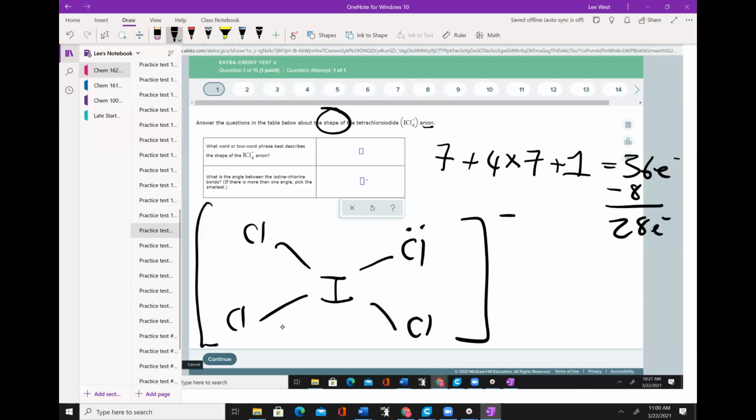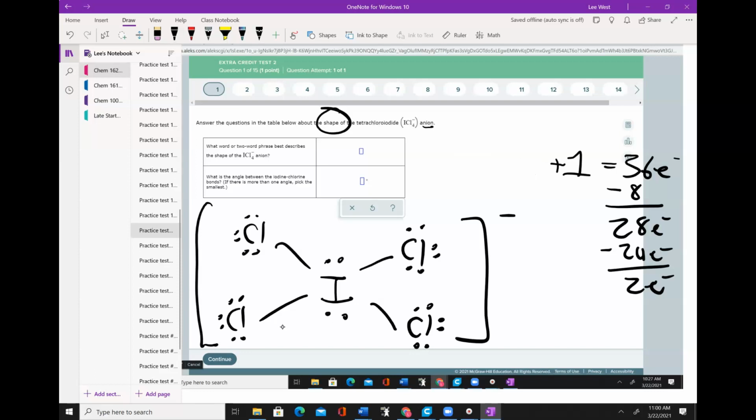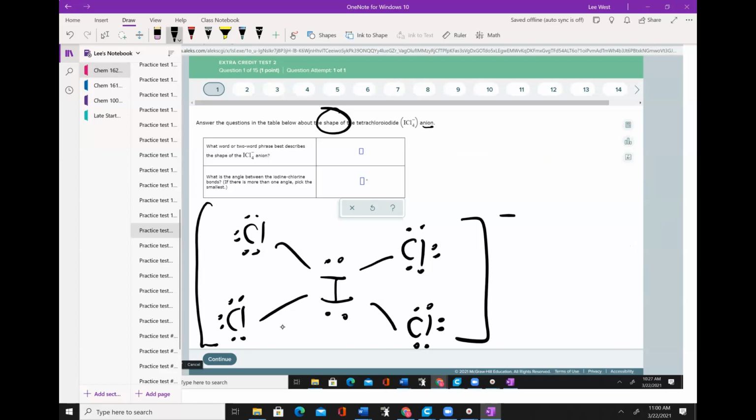And now I'm going to complete lone pairs on my outer atoms by putting 3 lone pairs on each of the chlorines. So 3 times 6 is going to be 24 electrons used up in total. So I've got to take away 24. What that means is that I'm going to have 2 lone pairs on my iodine, and it's going to have an expanded octet. And that's okay because iodine is further on than period 3, so we're good there.